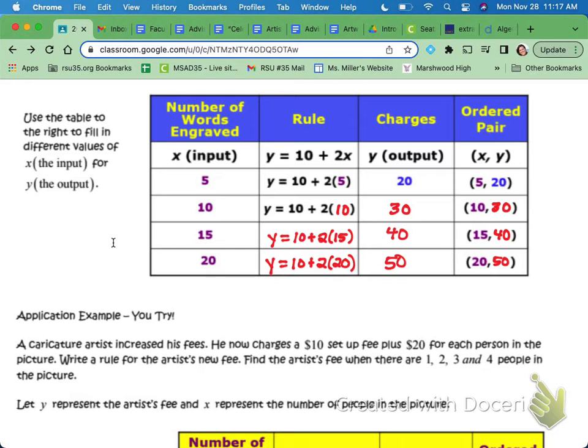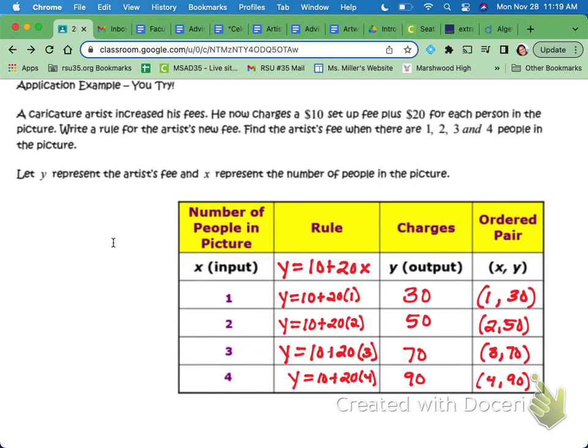All right, in your group, see if you can do the next example on your own. Go. With mine, how'd you guys do? So 30, 50, 70, 90. And then you have your ordered pairs. I just messed up. I didn't use 20, I used 2. Oh, yeah. It's 20 because it's $20 per person, which is a little bit different.